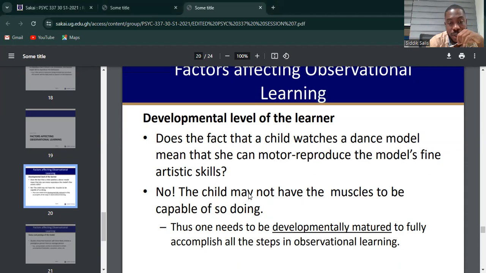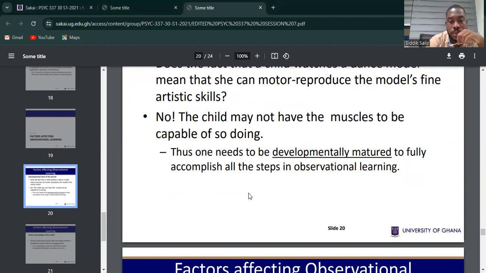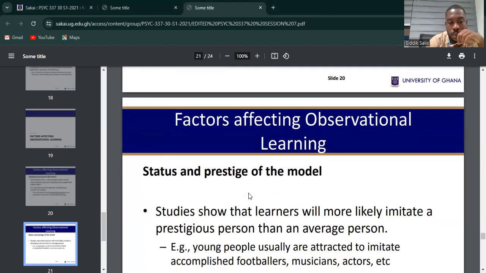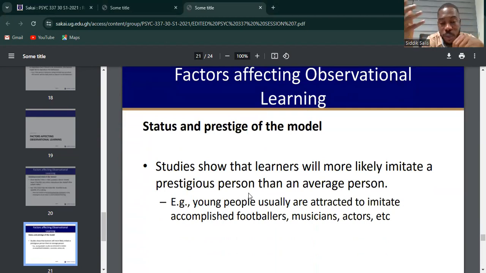Like I said, we wouldn't be wasting much time. Status and prestige of the model also influence the learning here. Meaning the one you are observing, the one you are learning from, if that person is someone of high prestige or high status, the influence will be intense.